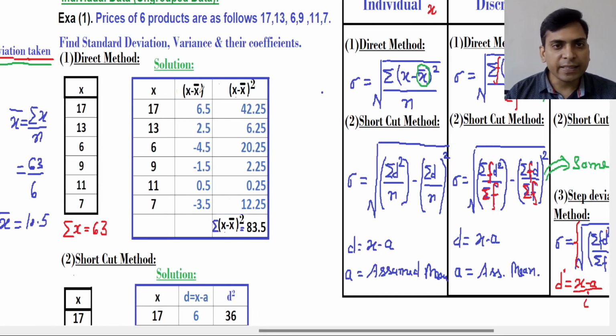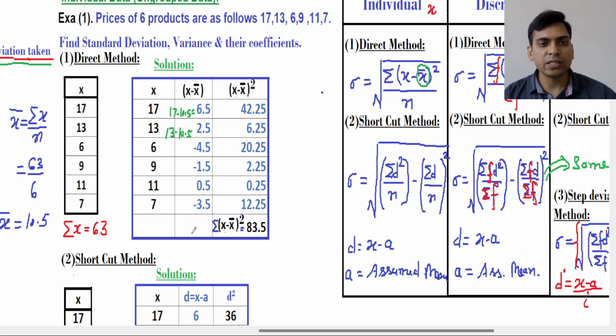As x bar equals 10.5, you will find x minus x bar. X is the first value, 17, and x bar is 10.5, so you get 6.5. In the same way, 13 minus 10.5 gives 2.5, and you will get all these values. After that, we find squares of this column. The square of 6.5 is 42.25 and so on, and then the summation.